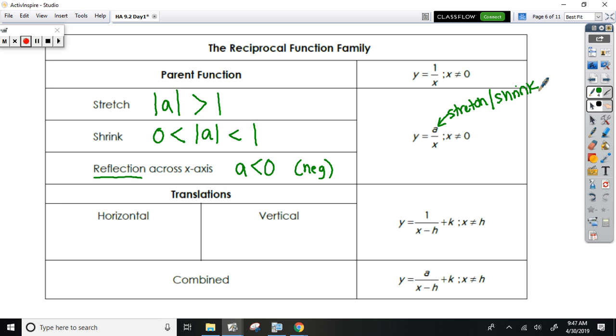And then we also have our translations, left and right. So the horizontal translation is the variable h, and I just have x equals h. This is the one that's going to move left or right, and it's the opposite direction that you think. Just like we did before, it was normally in parentheses. And then the vertical will be the plus k, and that will be up or down.